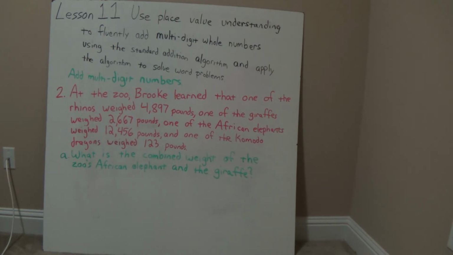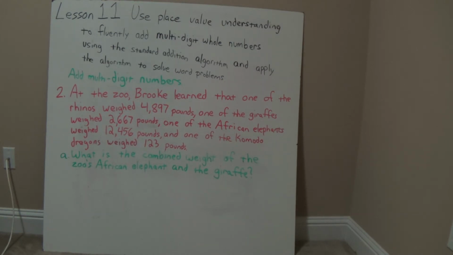Number 2 says, at the zoo, Brooke learned that one of the rhinos weighed 4,897 pounds. One of the giraffes weighed 2,667 pounds. One of the African elephants weighed 12,456 pounds. And one of the Komodo dragons weighed 123 pounds. All that is just my information. The questions don't actually come until I see my letters A, B, C, and D.